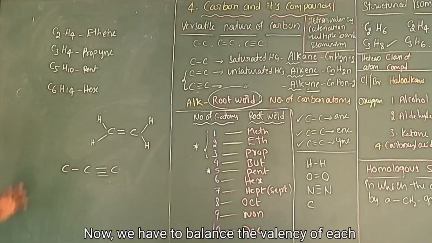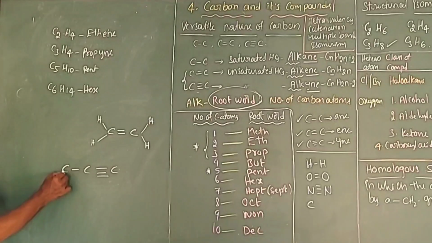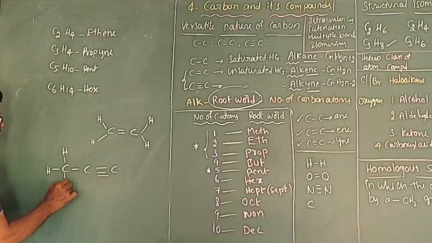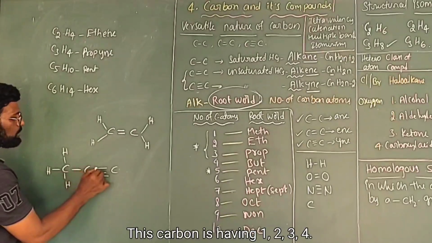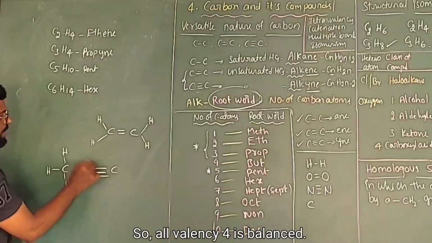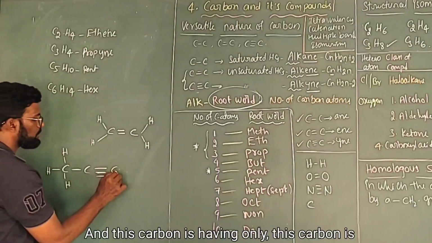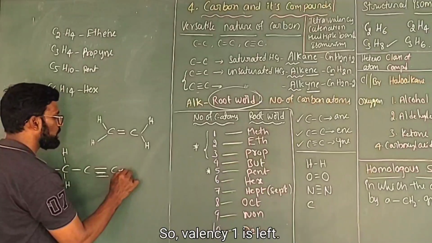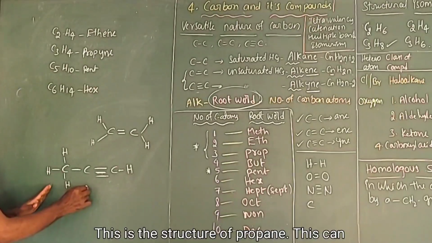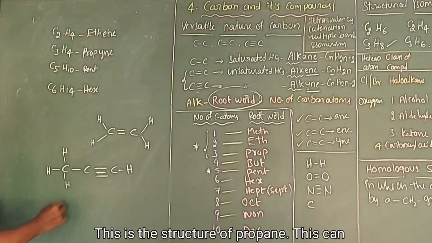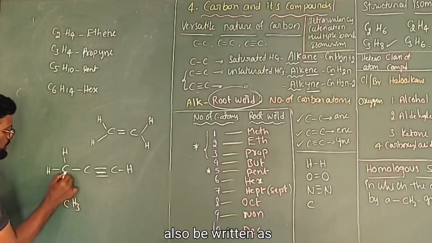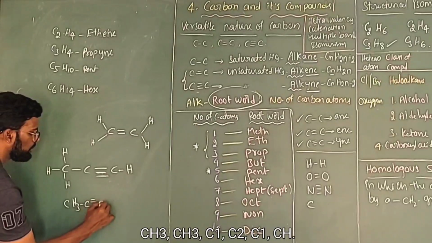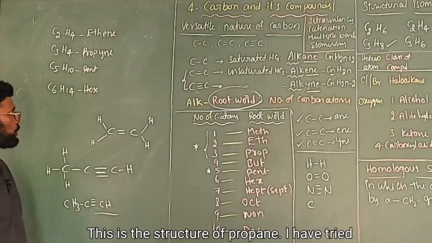Now try to balance the valency of each carbon. This carbon is having only one bond, so the remaining 3 hydrogen atoms we have to mention here. This carbon is having 1, 2, 3, 4, so all valency 4 is balanced. And this carbon is having 3 bonds, so valency 1 is left, so H. This is the structure of propyne. This can also be written as CH3 single bond, C triple bond, CH. This is the structure of propyne.